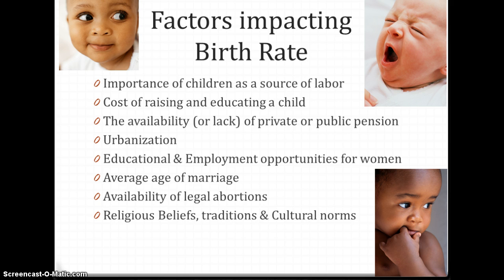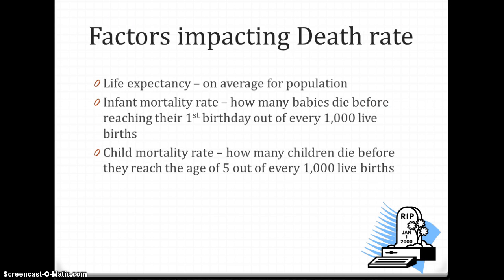So, now let's move on to the less fun side of things. Factors impacting death rate. There's life expectancy. If you have, on average for a population, a larger life expectancy, say, instead of an average of people living 47 years, they live 77 years, that's a positive, or depending on how you look at it, positive impact on the death rate.